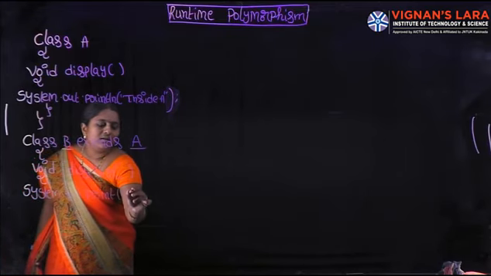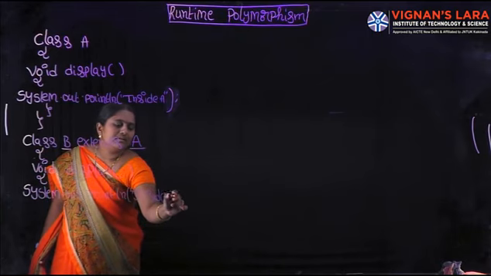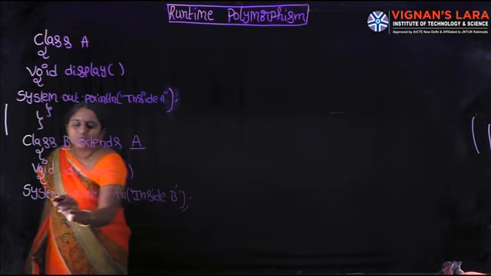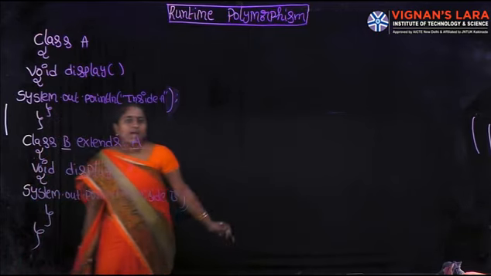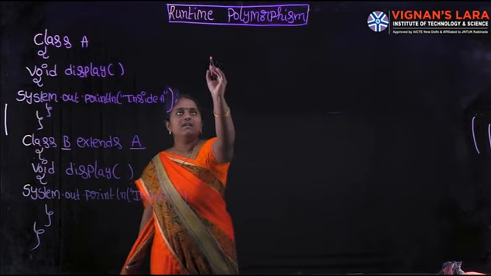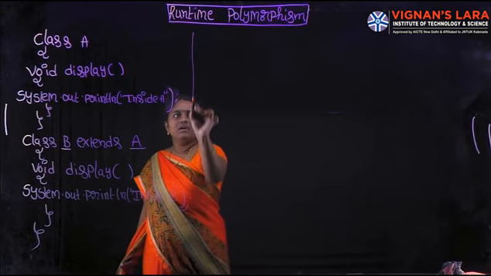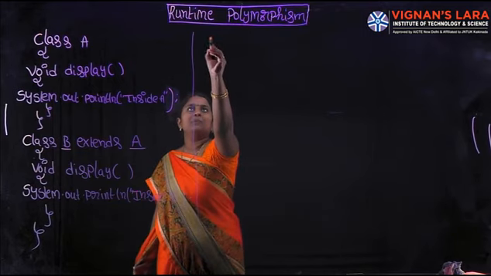System.out.println inside B. Here I am closing the method body and class body. Next one. Here I am taking one more class.